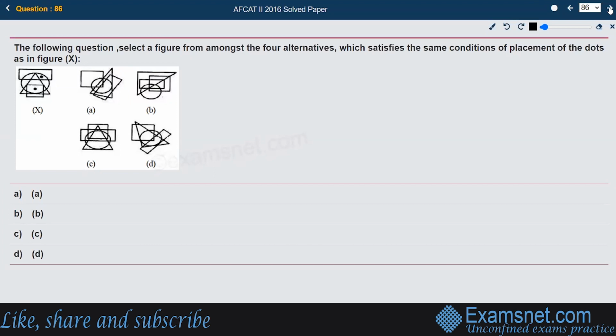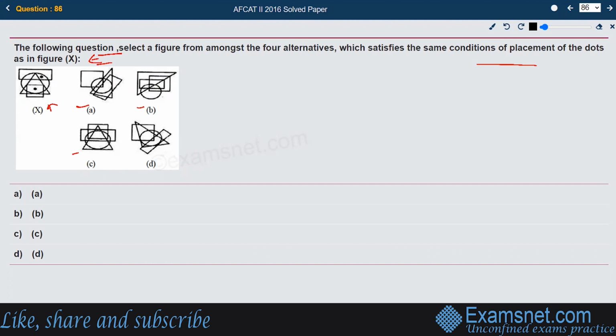Okay, so what we are supposed to do in this question: it says the following: select a figure from amongst the four alternatives which satisfies the same condition of placement of the dots as in figure X. As in figure X, the dot placing has been made. In which of the options A, B, C, and D can the dots as placed in X also be placed in a similar way?